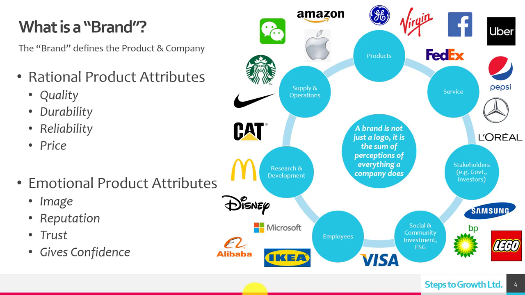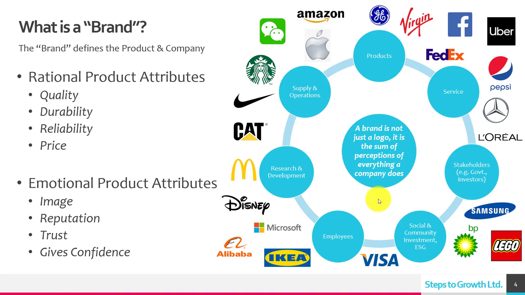So, what is a brand? The short definition: the brand defines the product and company. A brand is not just a logo, it is the sum of perceptions of everything a company does. This covers its products, services, stakeholders, so these are people that are not employees or customers, for example, government interactions or investors, the social, community, investment, charities that the company is involved in, employees, research and development, supply and operations. A brand covers all of these things. It's the sum of perceptions of everything a company does.